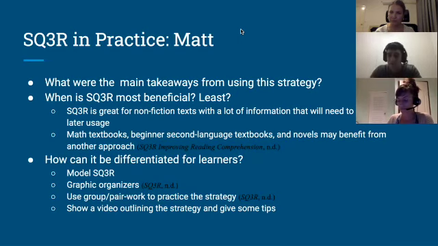Especially students that are not comfortable doing this on their own yet can use group work or pair work to practice this strategy, right? Have a dialogue with their classmates and see if they can come up with some ideas together before trying it on their own. And show some videos outlining the strategy and give some tips to the students. We actually have one or two videos giving some tips, and also a video of classroom usage, a middle school teacher actually teaching this strategy to her students, which will be linked in the handout if you want to take a look there. Look forward to that.